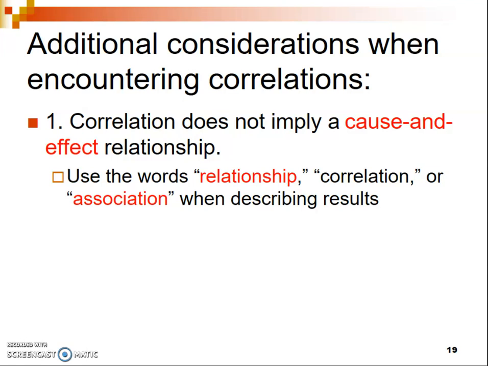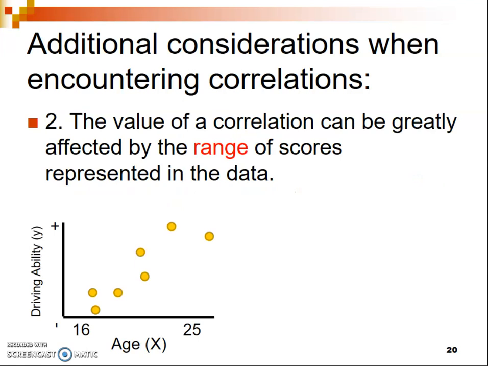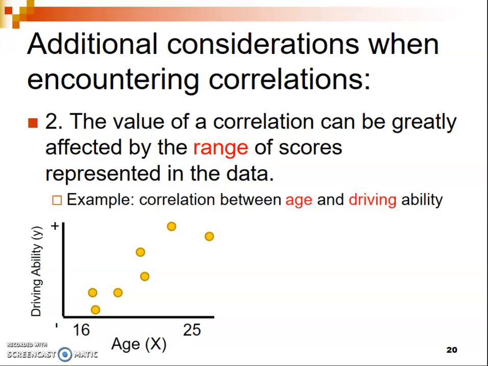Another thing to keep in mind when we're dealing with correlational findings or correlational analyses in general is that the value of your correlation can actually be very, very affected by the range of scores that are in your data set. Let's say that we're interested in looking at the relationship, or the correlation, between age and driving ability. In order to test that, let's say we take a sample of people in high school and college between the ages of 16 and 25.